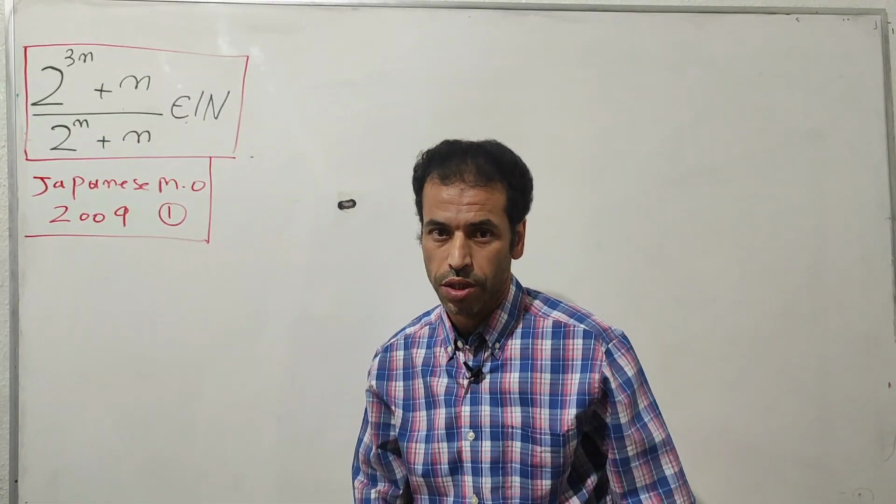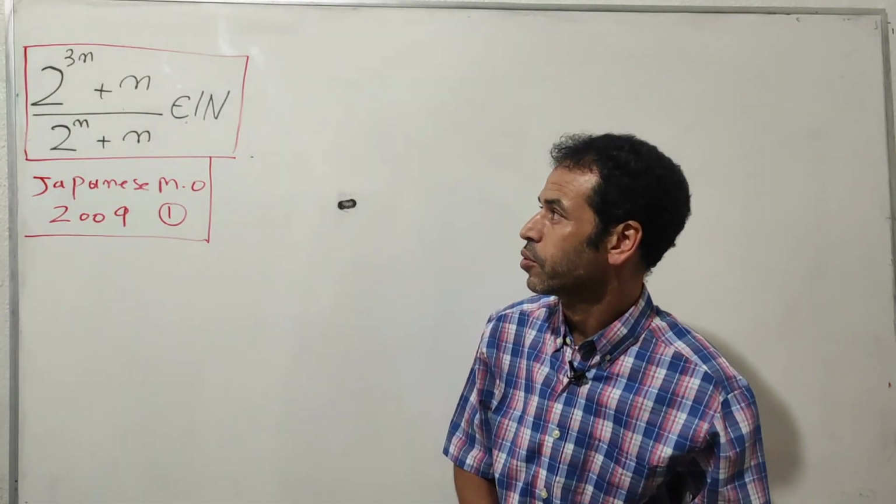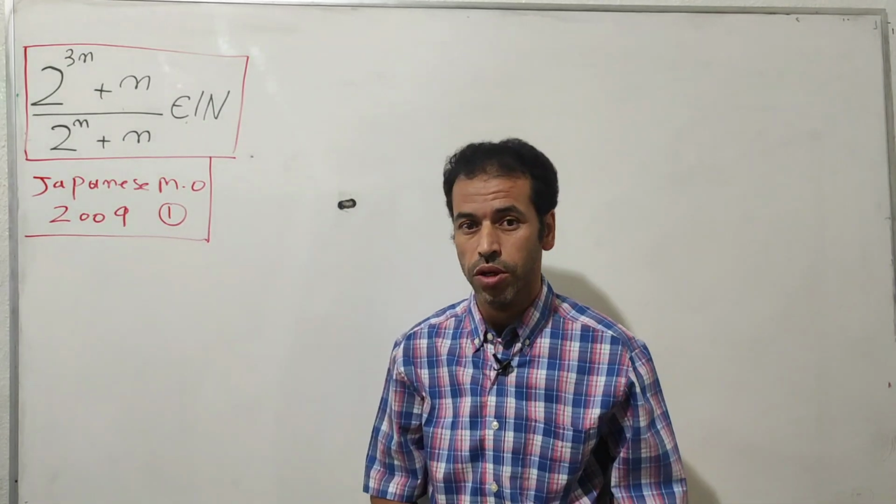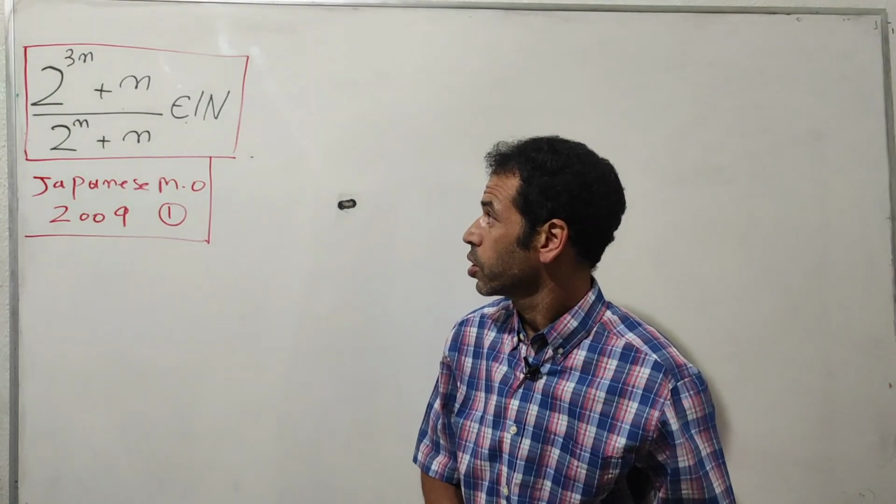In today's video, here is a nice number theory problem. Here is the following setup. We get (2^(3n) + n) divided by (2^n + n) is a natural number. So we are going to solve this one now.